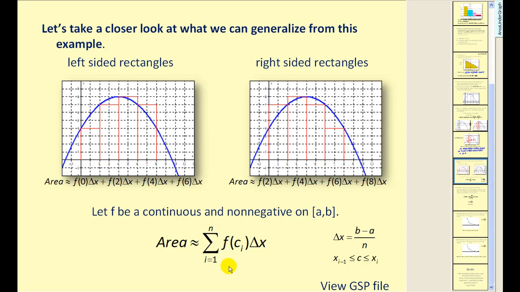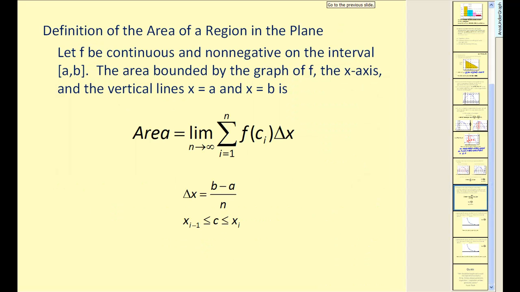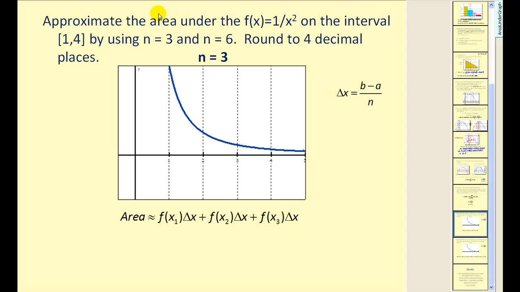And so this is our sigma notation, or summation notation, that represents the area of each rectangle based upon how many rectangles we use. So the definition of area of a region in the plane would be the limit as n approaches positive infinity of this summation, which represents the area of all of those rectangles. Okay, let's try one more example.